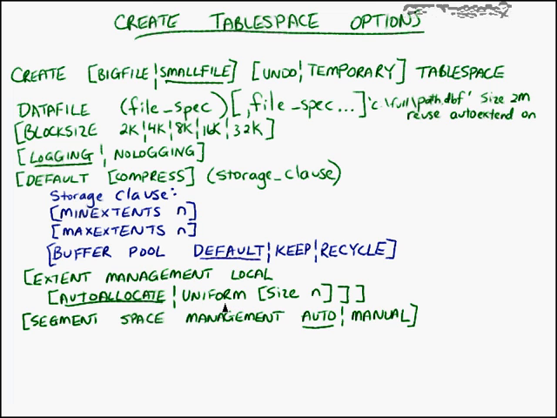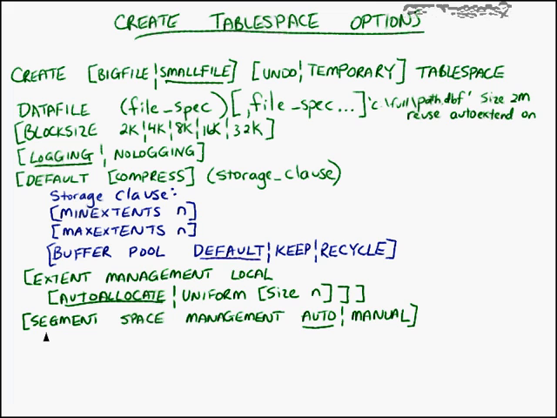In other words, if you say extent management local uniform size 10 megs, then every new extent is going to be 10 megabytes large. If you say extent management local uniform, then each new extent is going to be 1 megabyte large. If you say extent management local auto allocate, then you don't know how large those extents are going to be. It will be automatically determined by Oracle.